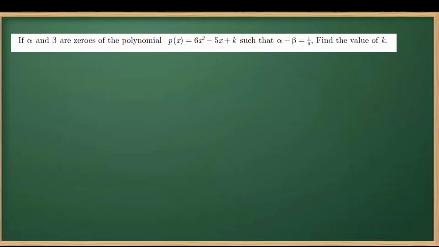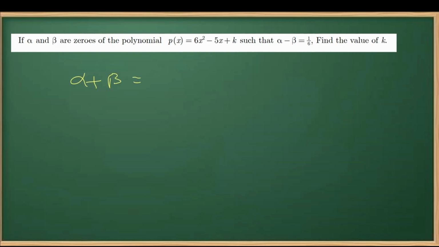Now, in this question, what we are given is that alpha and beta are the zeros of this polynomial, such that alpha minus beta is minus 6, and what we have to get is the value of k. Now check here, we are given a difference of the zeros. And since the polynomial is known to us, we can find the sum of the zeros. So what is the sum of the zeros? That is alpha plus beta.